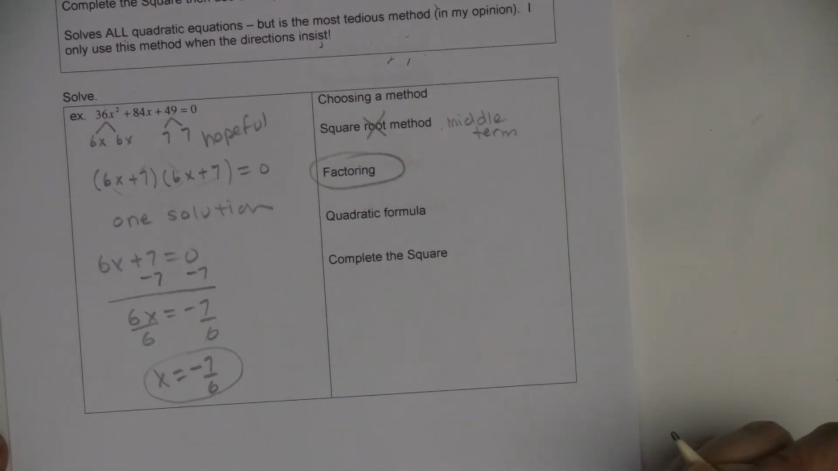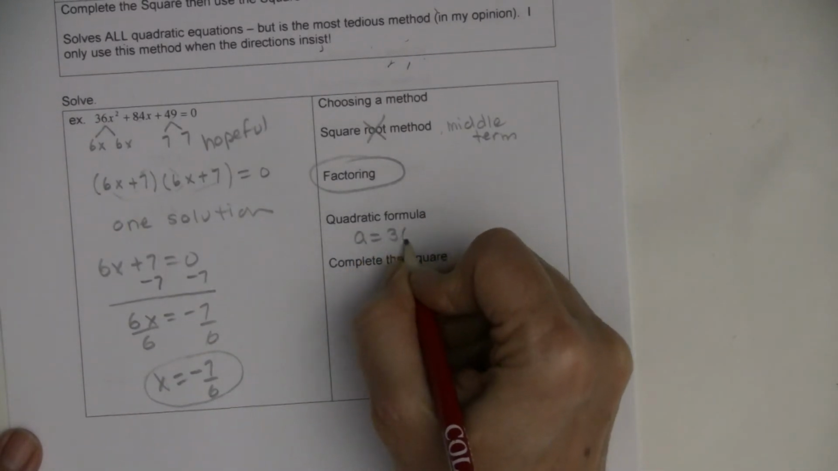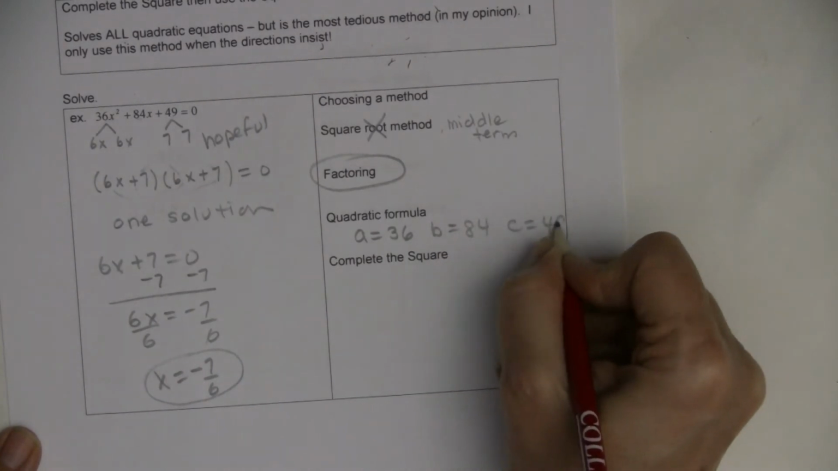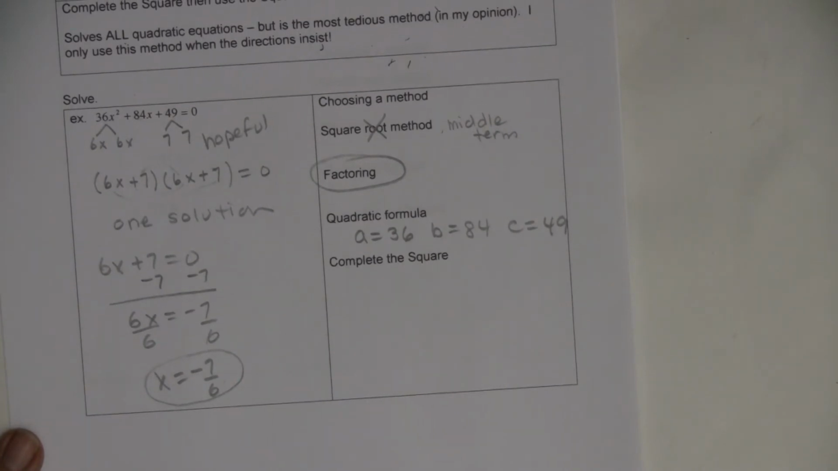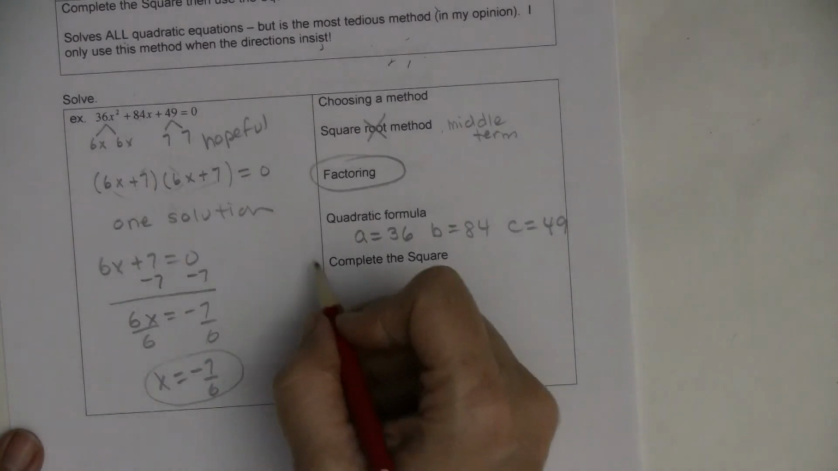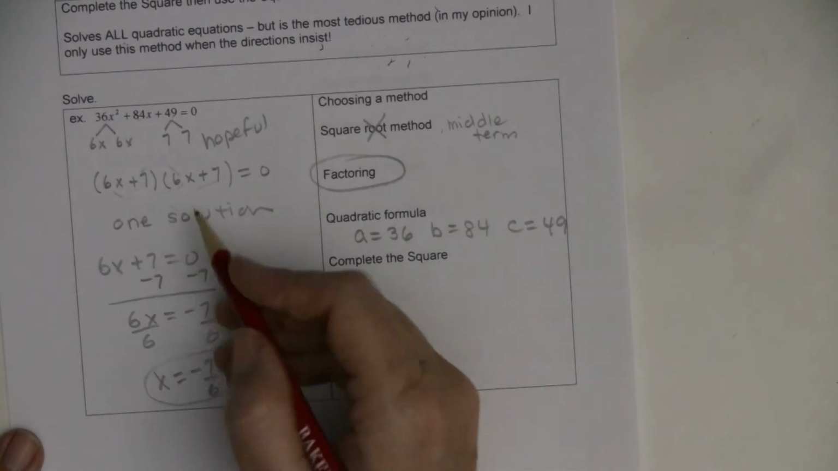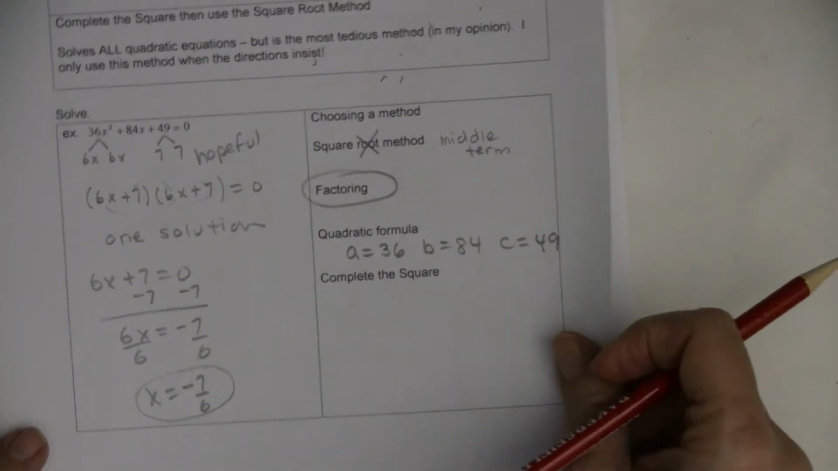Now, if I had used the quadratic formula, and if you want to, you can go use the quadratic formula, your A would be 36, your B would be 84, and your C would be 49. And go see that you get just one answer, negative 7 over 6. So if you wanted to do that, you certainly could. And then I chose not to use completing the square. And actually, this one was a perfect square when I factored it, wasn't it?